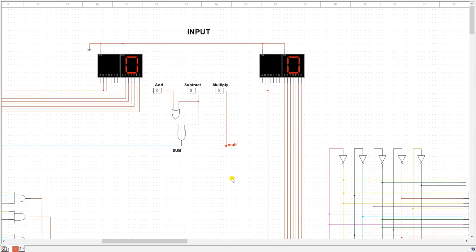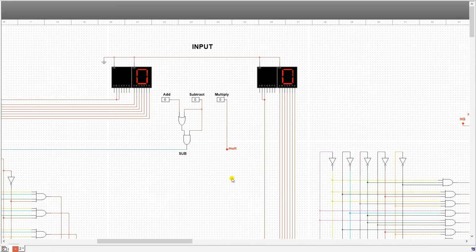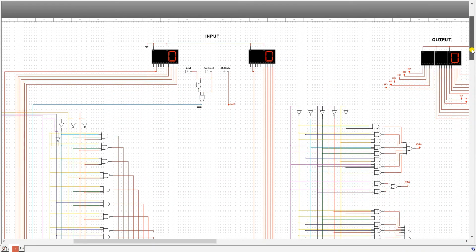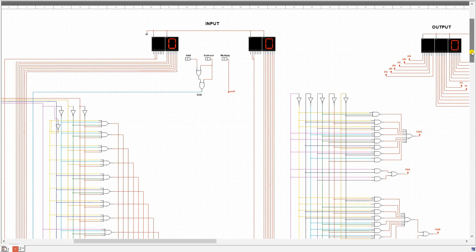So that is all for this project, which is a mini calculator that can perform addition, subtraction, and multiplication. Project 2 for Logic Gate and Switching Theory Laboratory.